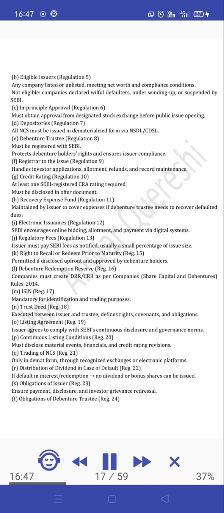O. Listing agreement, Regulation 19. Issuer agrees to comply with SEBI's continuous disclosure and governance norms. P. Continuous listing conditions, Regulation 20. Must disclose material events, financials, and credit rating revisions.